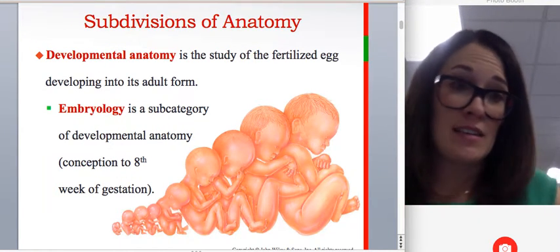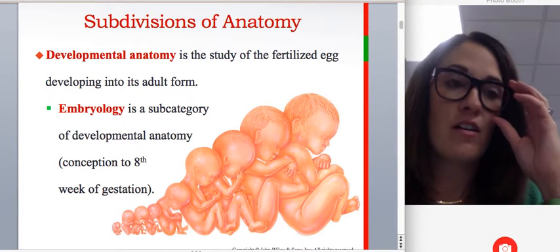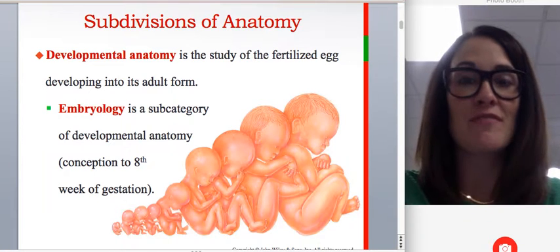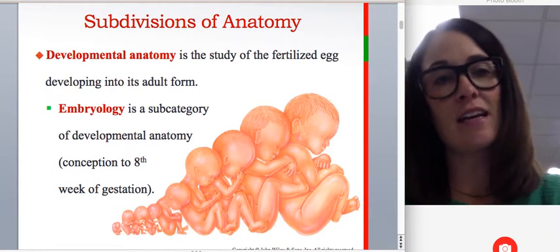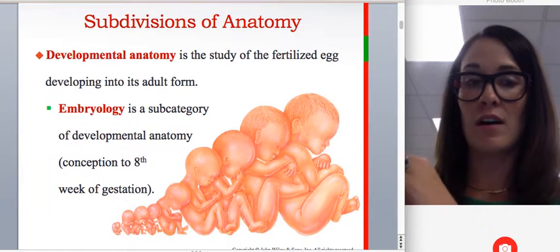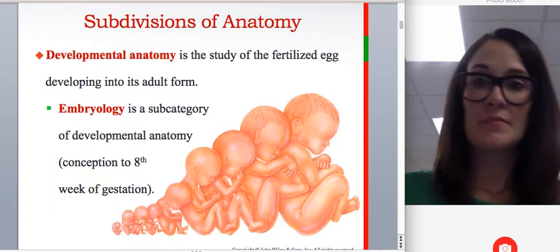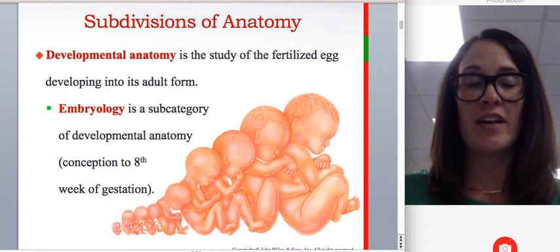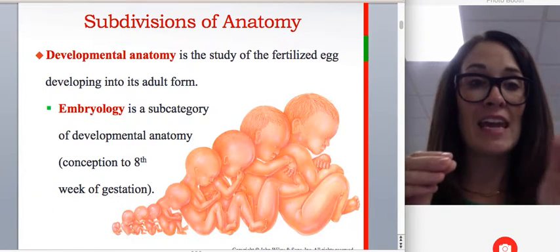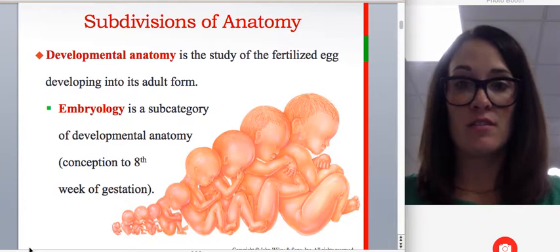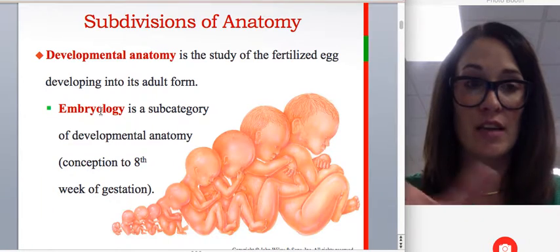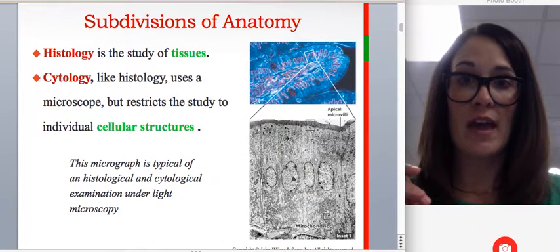So anatomy is the class you're in. There are specific classes that have to do with anatomy. Developmental anatomy is the study of an organism from fertilization to its adult form, how we develop over time. Embryology, even more specifically under there, is just from conception, sperm and egg, to the 8th week of gestation. Embryology, because that's the embryo stage from conception to week 8.